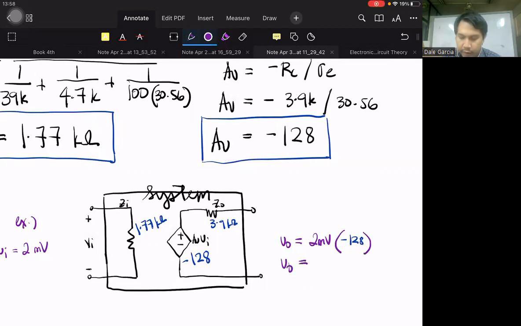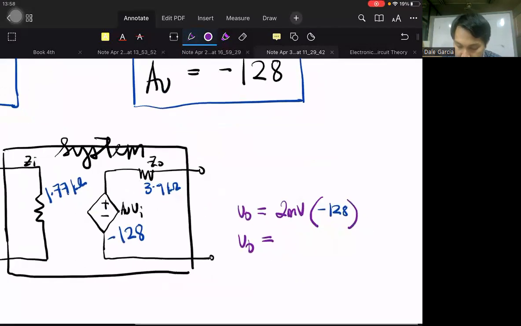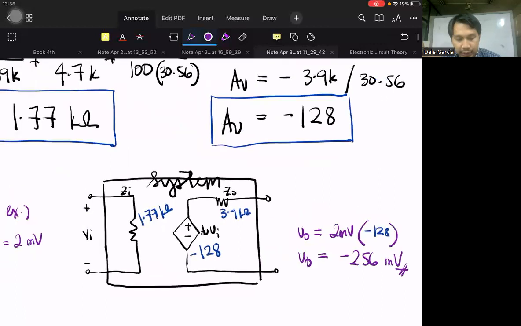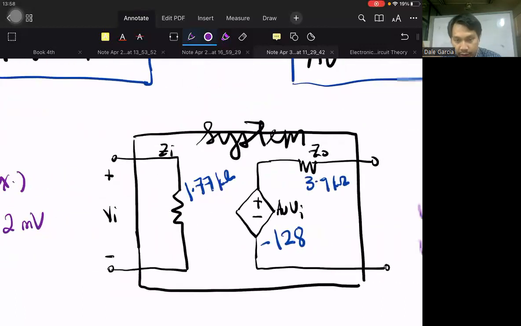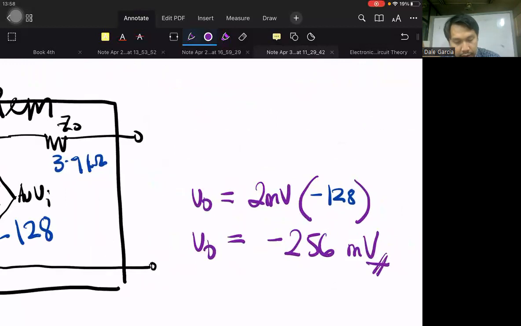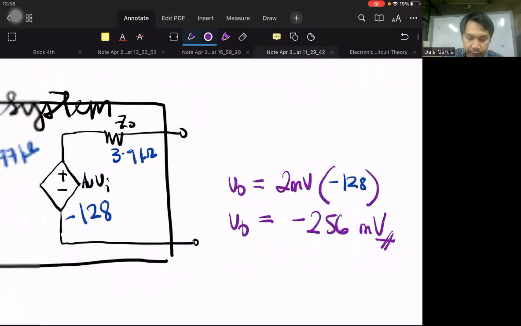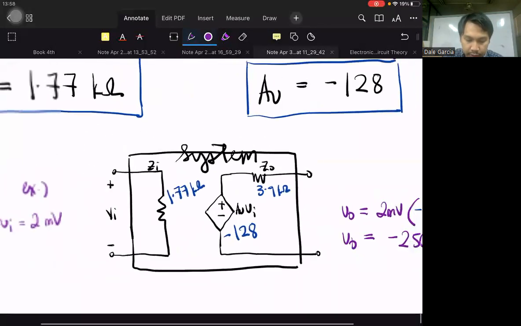Therefore, our VO is negative 256 millivolts. Na-amplify atong signal. Instead nga 2 millivolts only, it's now converted to negative 256 millivolts because of the amplifier. Okay. It's that simple.